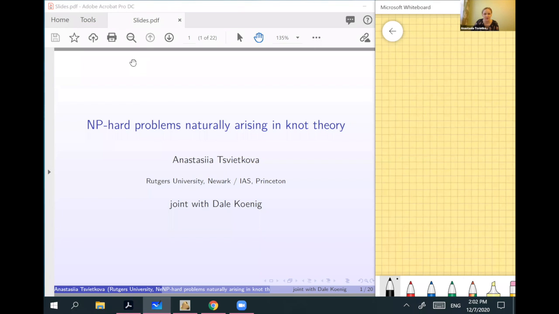So this is based on joint work with Dale Kunin. Dale Kunin was a postdoc working with us in Japan at Okinawa Institute of Science and Technology. And he now went into industry. So he's now in a robotics company.